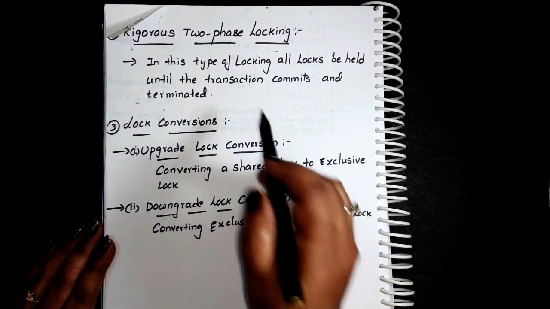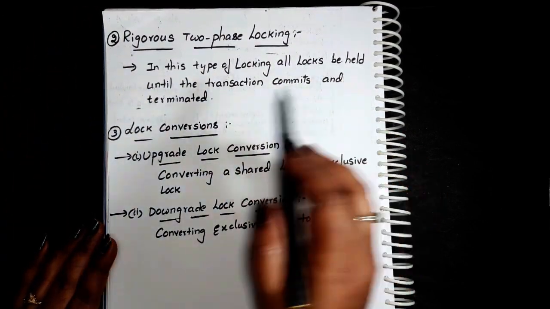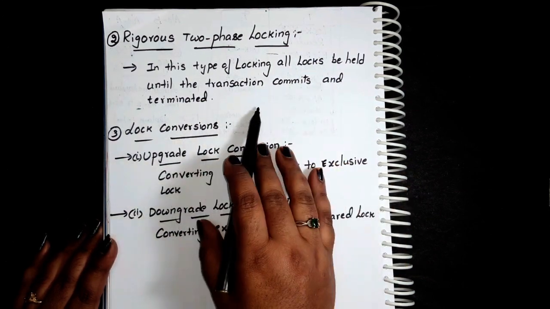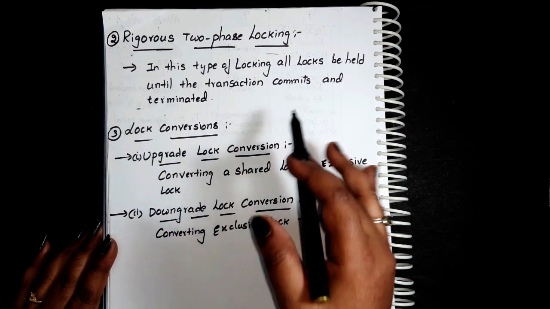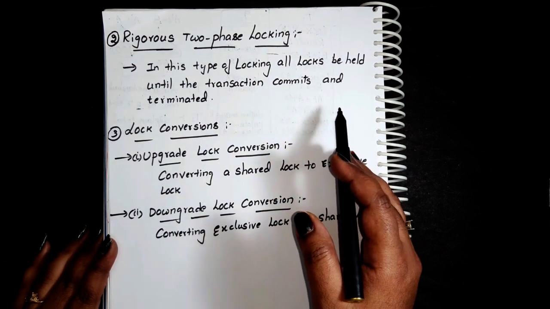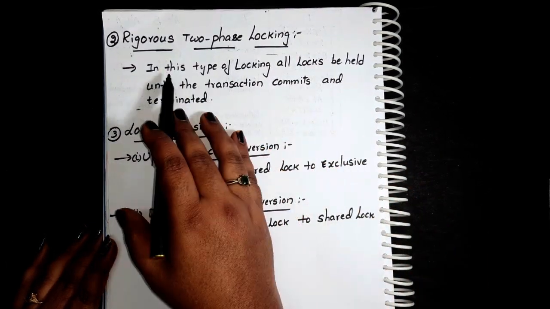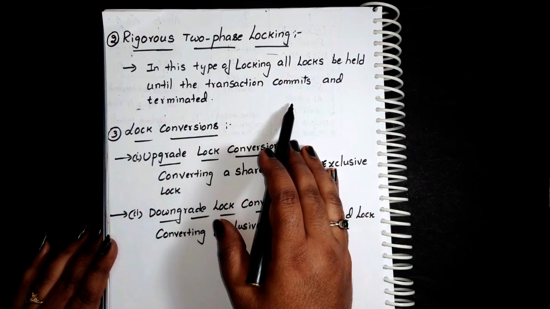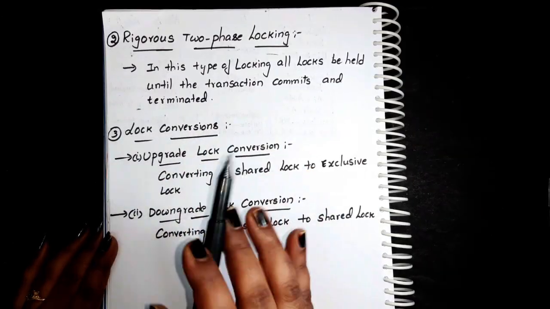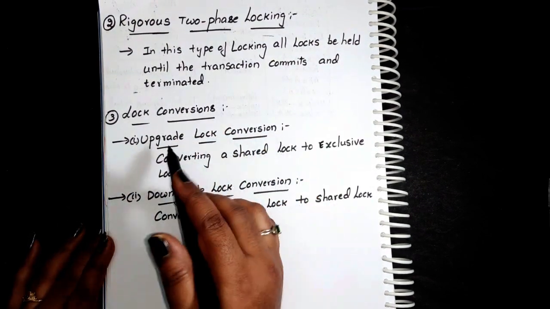So coming to the next one, rigorous two-phase locking. In this type of locking, you can place all the locks until the transaction is completed, and finally the transaction gets terminated. In strict two-phase locking, you can implement it until the transaction is committed, and it is called a deadlock free protocol. Similarly, in rigorous two-phase locking, you can place the locks and finally the transaction gets terminated.